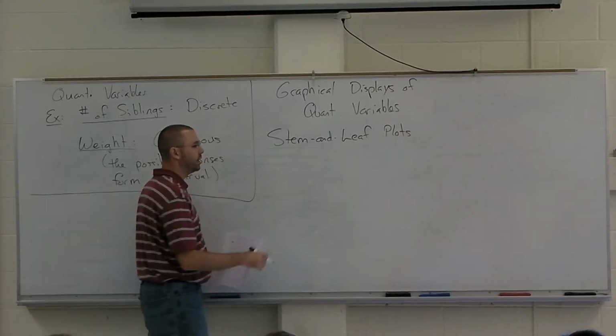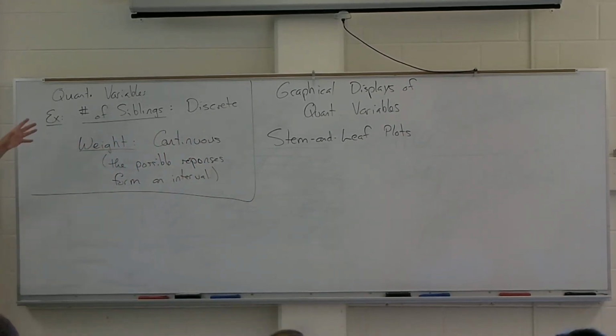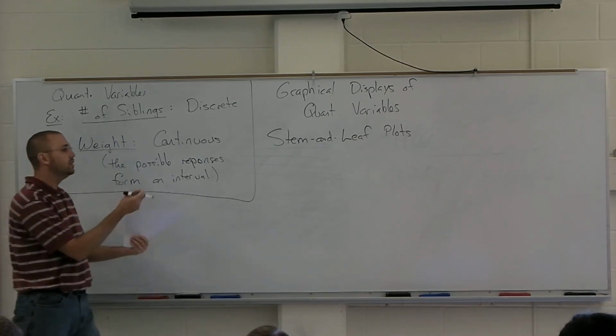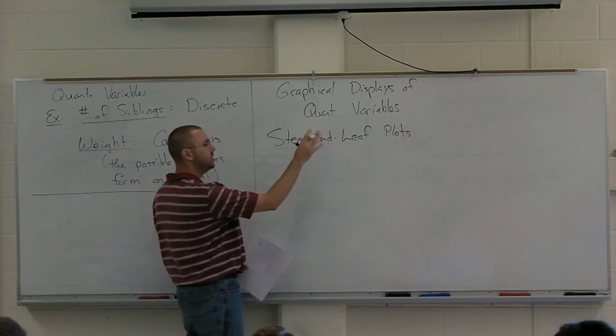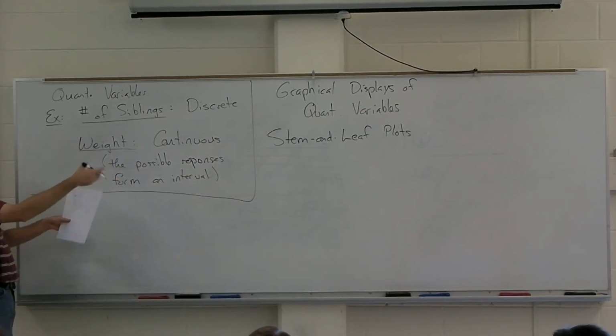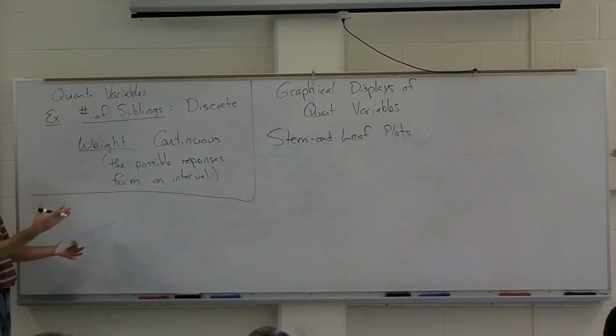But a stem and leaf plot is a type of graphical display that allows us to display quantitative variables by using the actual data itself. Okay? Stem and leaf plots actually use the data you've collected to construct the actual picture. And the actual picture contains the numbers of the data that you've collected.